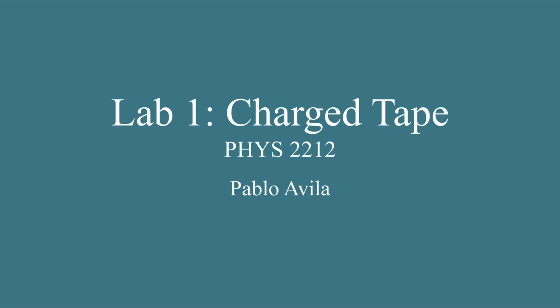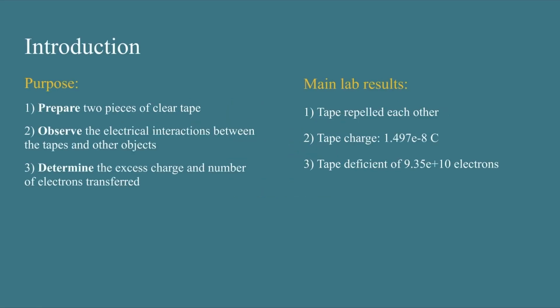Lab 1: Charged Tape. The purpose of today's video is to prepare our two charged tapes and observe their interaction with negatively charged objects. Through this observation and the observation of the two tapes, we can determine the tape's excess or deficient charge and the number of electrons transferred.